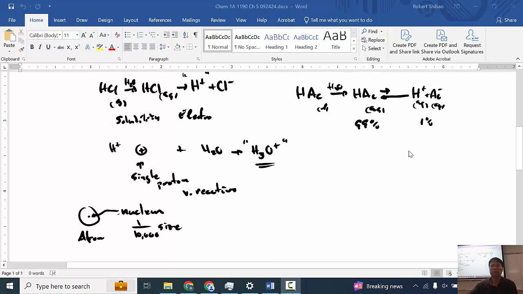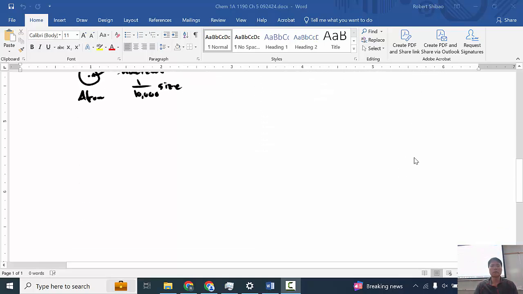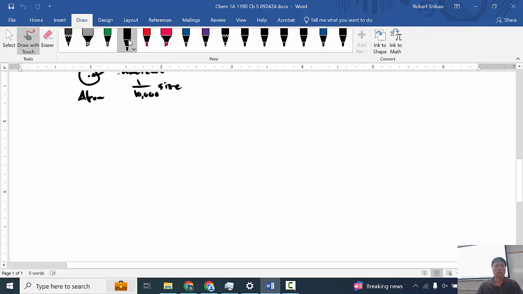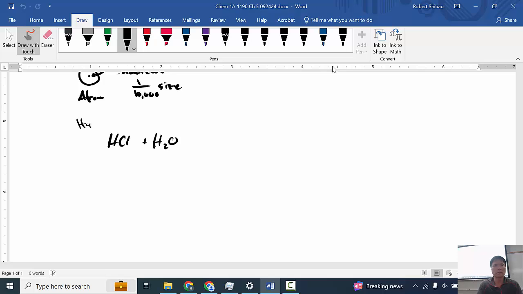There is another way of looking at these, and that's hydrolysis. So let's take a look. Strong acids, like HCl, hydrolyze water completely to form hydronium and chloride in this case.